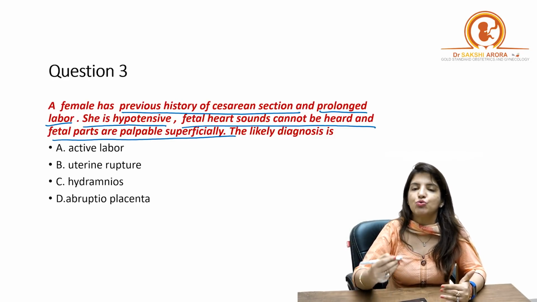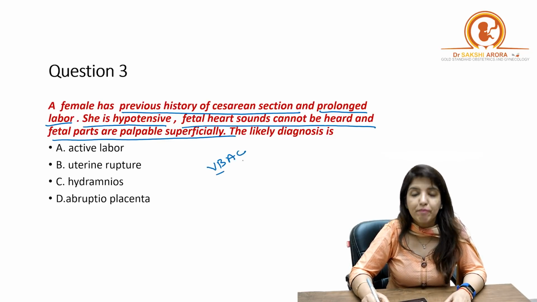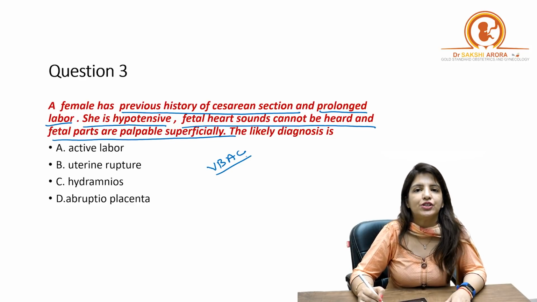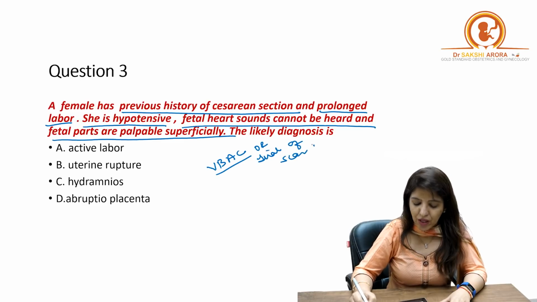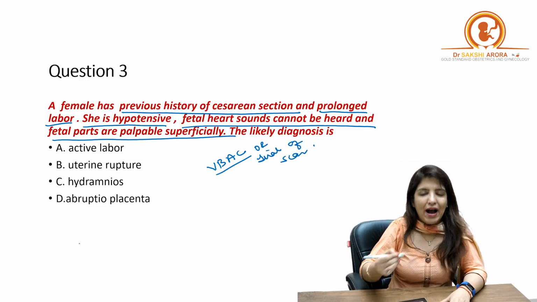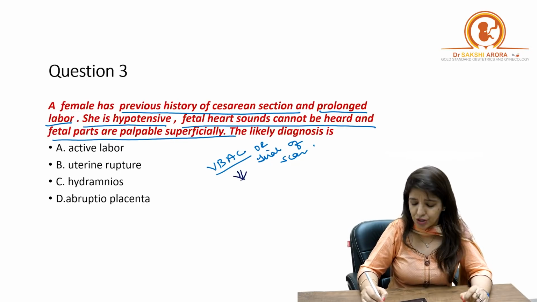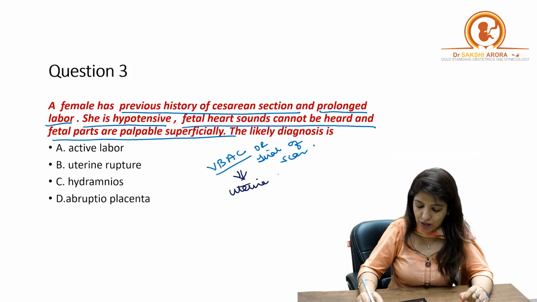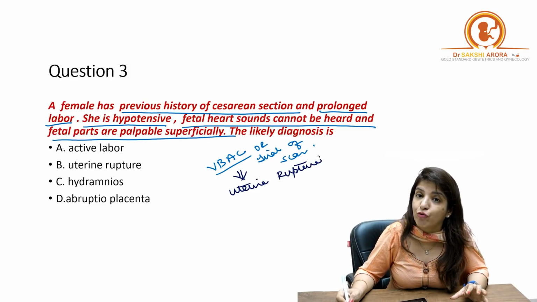Now, one very important complication which you have to remember is that if there is a previous cesarean section patient who is undergoing vaginal delivery, which is called VBAC, that is vaginal birth after cesarean, or it is also called trial of scar, you have to be very, very careful with respect to uterine rupture, because that is one complication which I have to be very careful about.